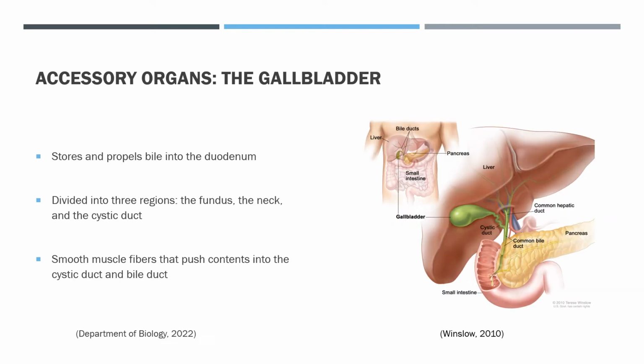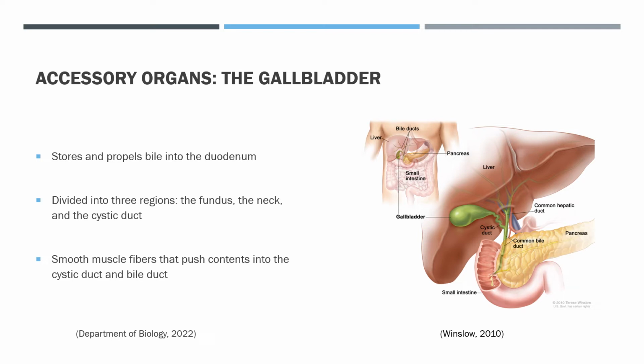The gallbladder is nestled in the shallow area on the backside of the right lobe of the liver. It stores and propels bile into the duodenum via the common bile duct. The gallbladder can be divided into three regions: the fundus, the neck, and the cystic duct. The fundus is the widest portion of the gallbladder and narrows to become the neck. The neck angles superiorly as it nears the hepatic duct, and the cystic duct bridges the neck and the hepatic duct.